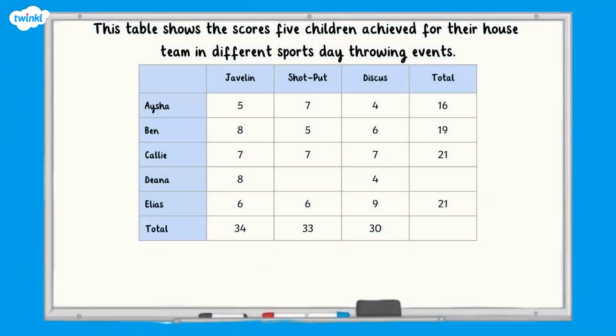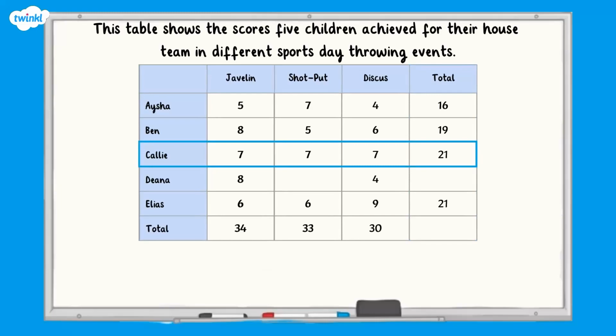Look at this example. This table is showing the scores that 5 children achieved in 3 different events at Sports Day. The columns go vertically from top to bottom. The column headings show which information is in each column. The first column has javelin scores, the second column has shot put scores, and the third column has discus scores. The fourth column is the total column, so this has the total scores for each child.